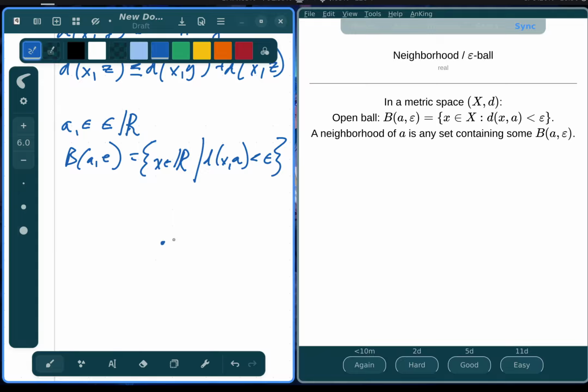Okay, so that's a circle essentially. You have A here. Then if we draw a circle with radius epsilon, this is where the distance from x to A is less than epsilon everywhere in here. All right, so any x in this circle, you're going to have a distance less than epsilon. So this is your open ball.